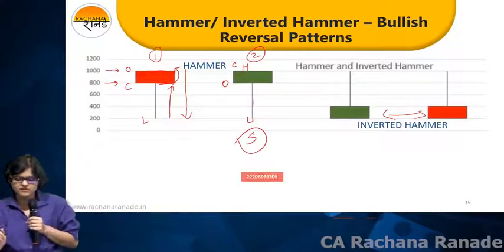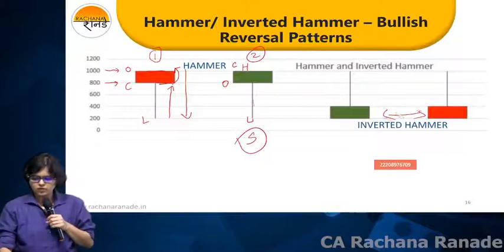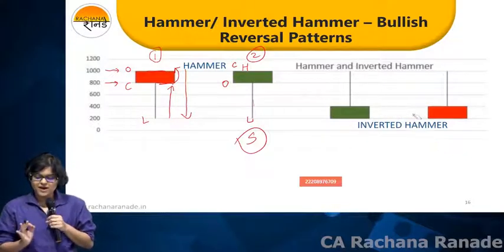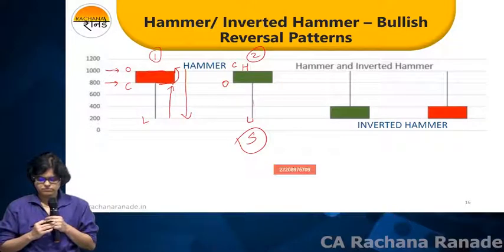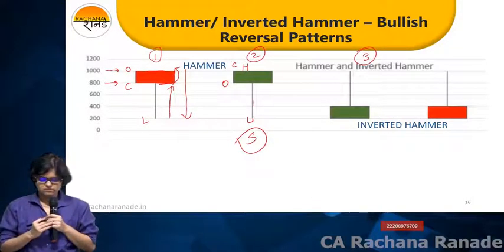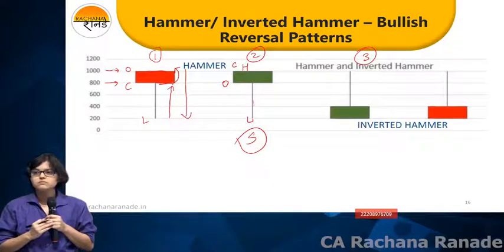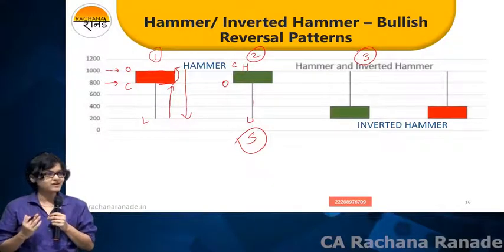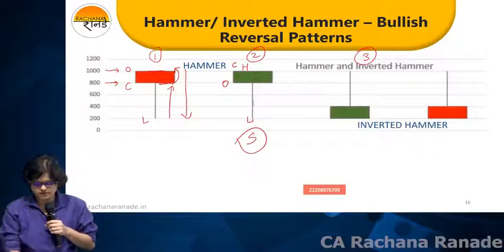Okay, let's understand the inverted hammer case now. You have to tell me answers quickly. Where did it open? Now, okay, case 3 I'm talking about. Where did this candle open? Everyone has to give a correct answer. Where did it open? 200.